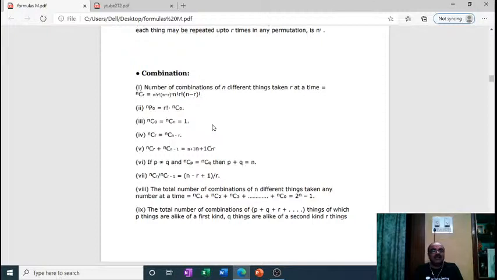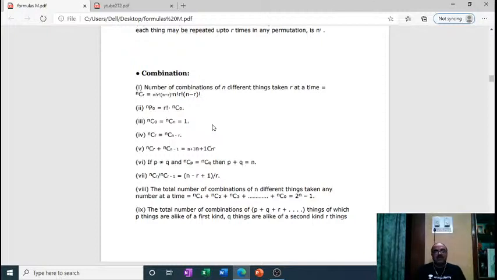nCr + nC(r-1) = (n+1)Cr. Please understand this carefully. nCr + nC(r-1) = (n+1)Cr.